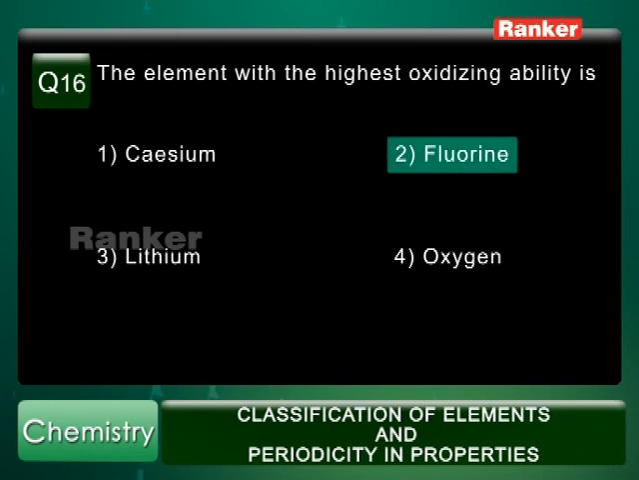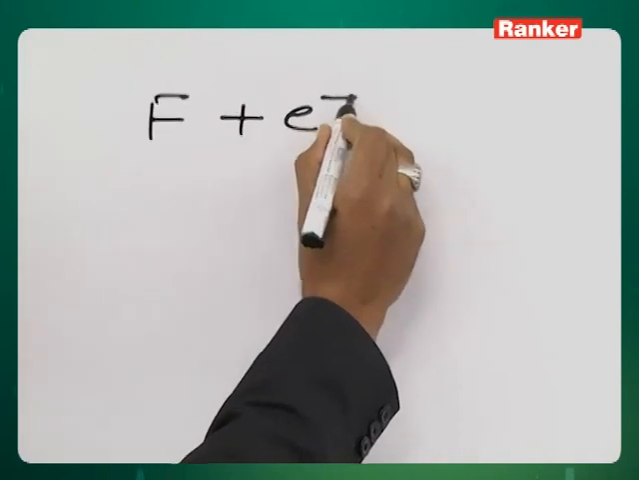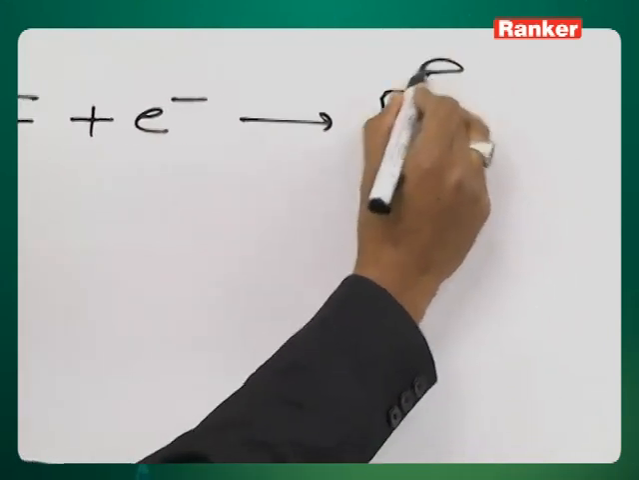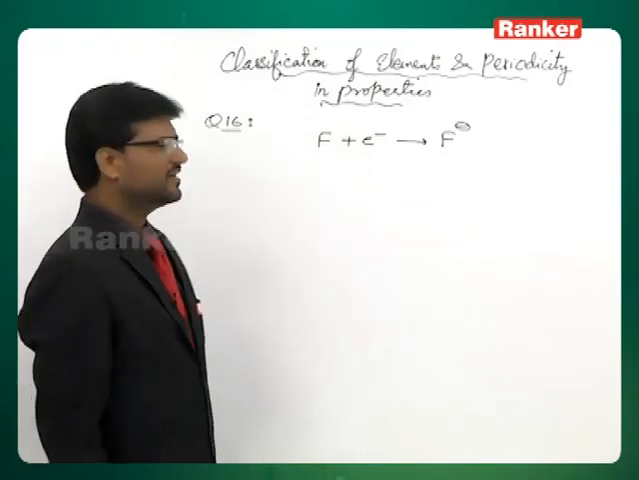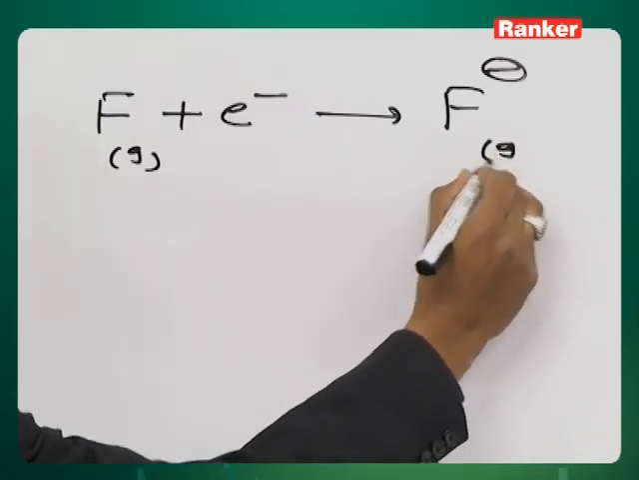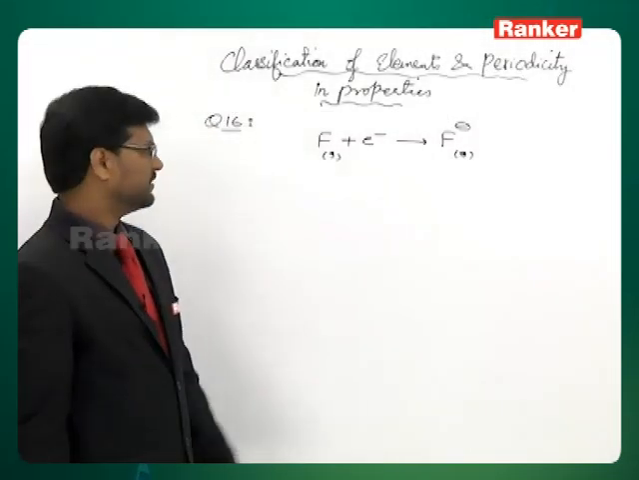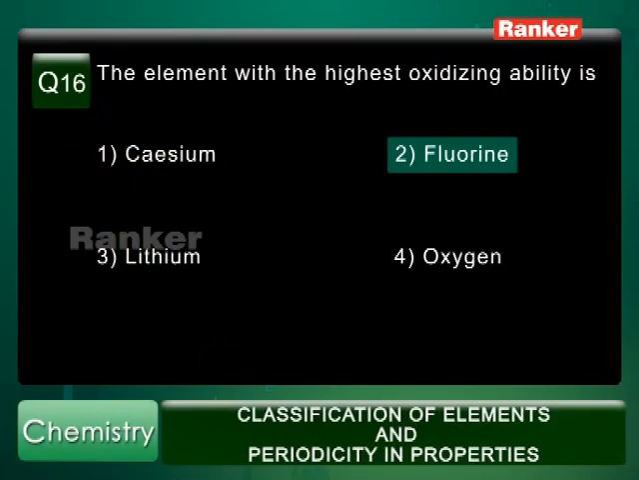The reaction which is responsible for this is F plus electron gives F minus. The tendency for fluorine to pick up electron and become F minus is very high. So this is the reaction which is responsible for oxidizing nature of fluorine. It itself gets reduced to fluoride.